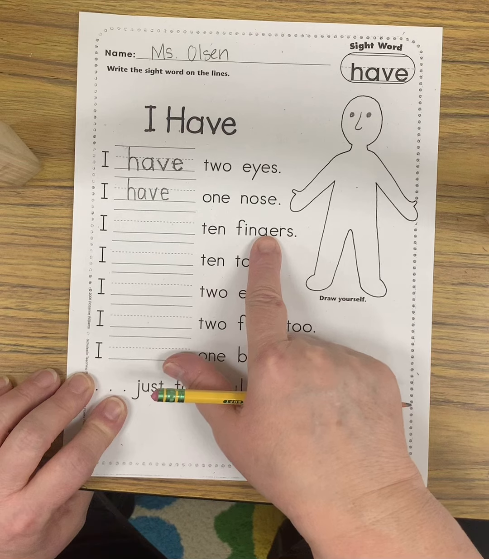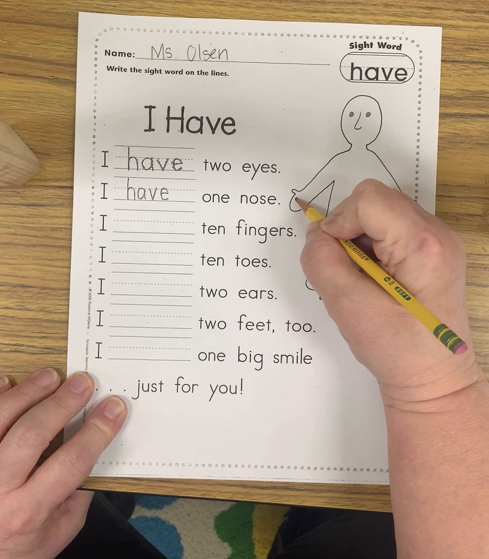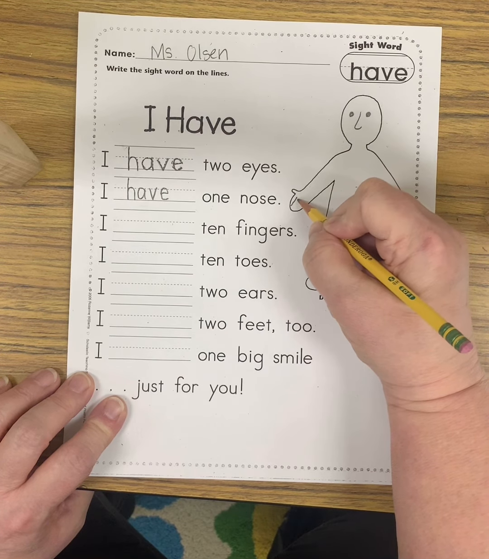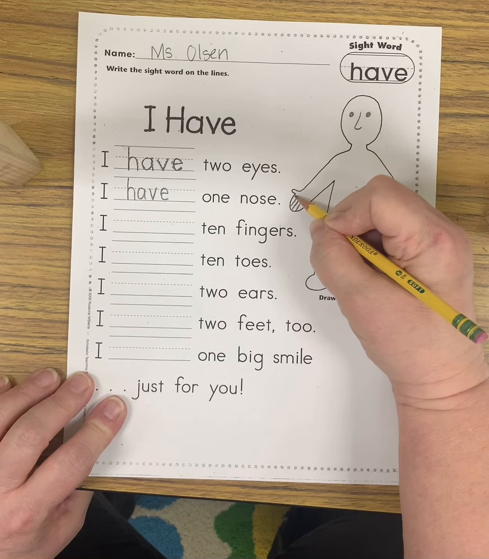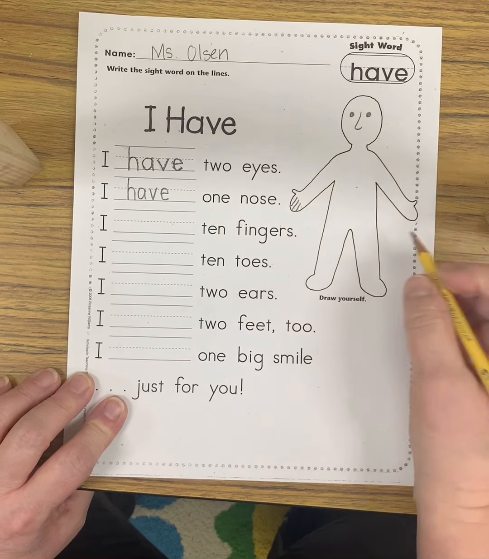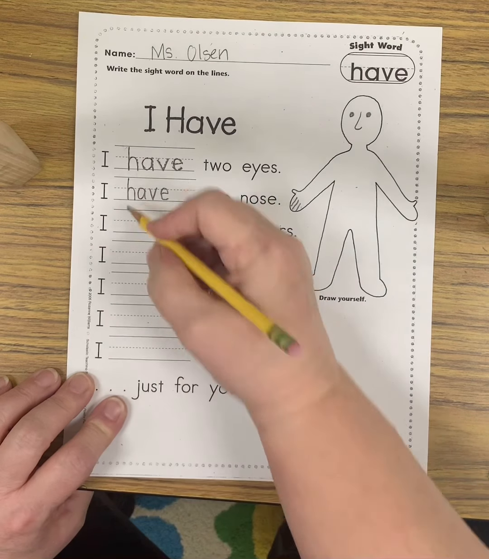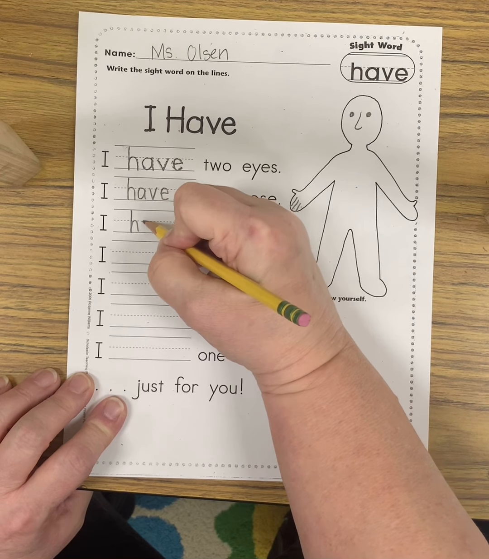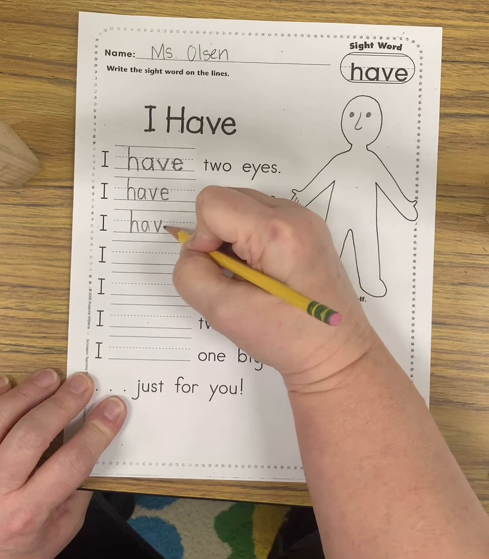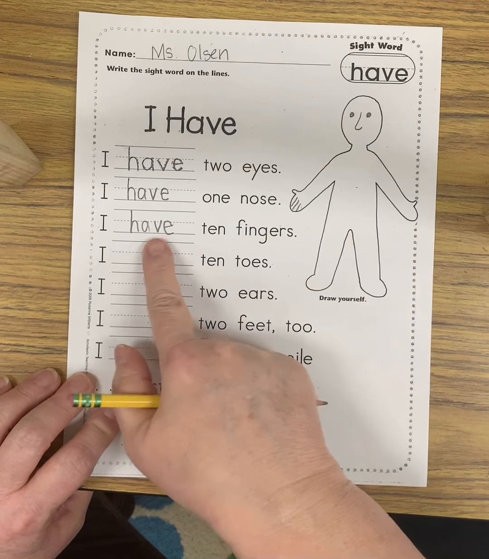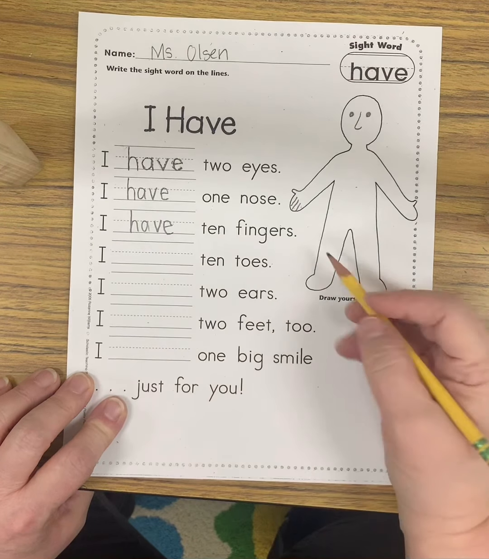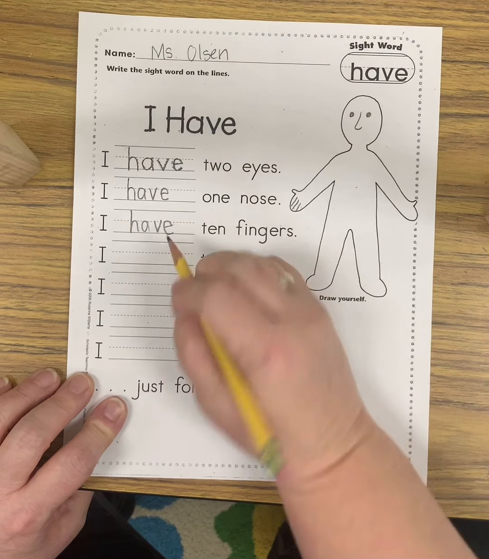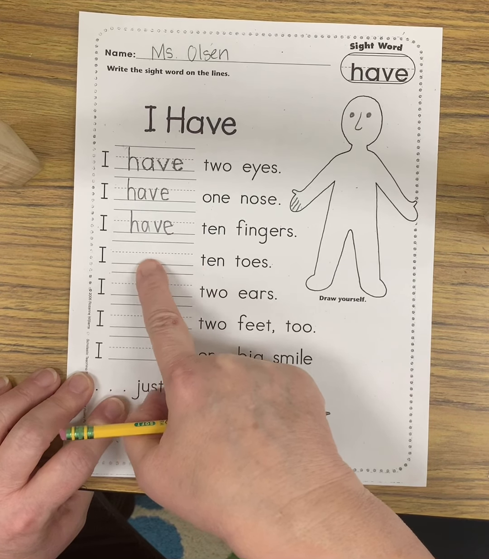Okay, and then the next sentence says, we're going to write the word have, 10 fingers. So we could actually just fill in. So there's 1, 2, 3, 4, 5, right? 1, 2, 3, 4, 5. So you could do that on the other side too. Your job is to write the word have. Okay, H-A-V-E. I have 10 toes. So you could do the same thing with your toes, and then you're going to write the word have.